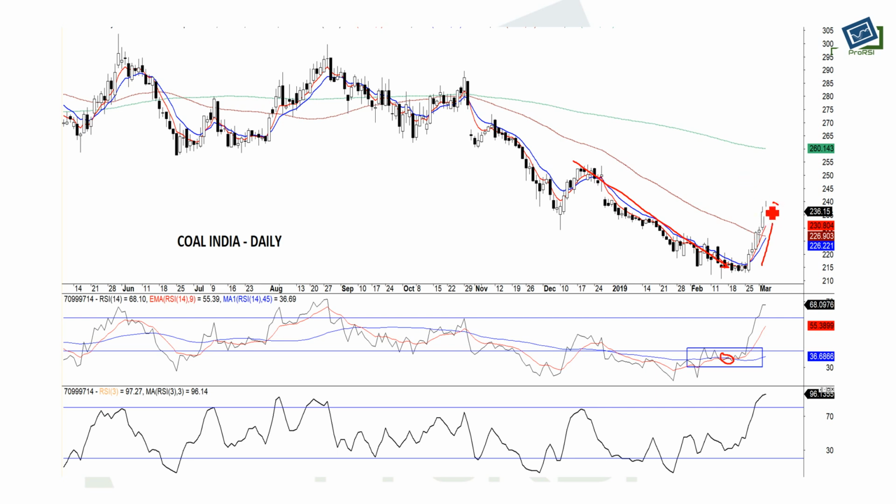Now still it is up, and we got this doji in the last session. When you get this doji, you will see that the RSI is at 68 levels, and also the 3 MA is at 96 levels. So there may be a little bit of correction, and we have to see how far the correction goes. And if there is no correction and the market is closing above this doji, then we can continue to go to 260 levels. So keep watching this stock for a correction, and if there is a correction, we have to see how the correction behaves.